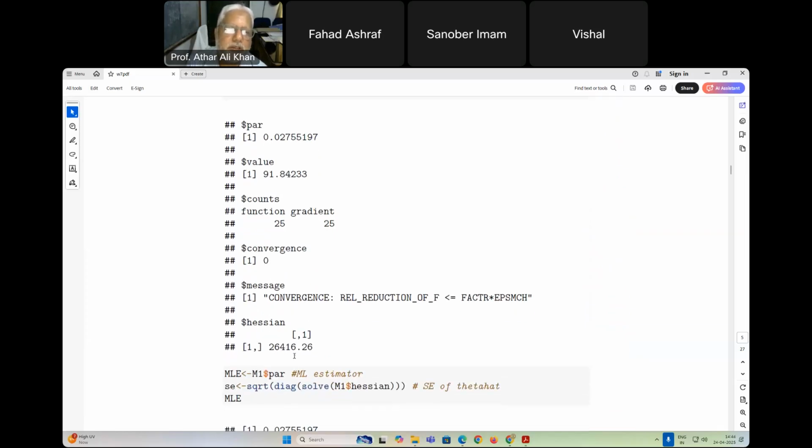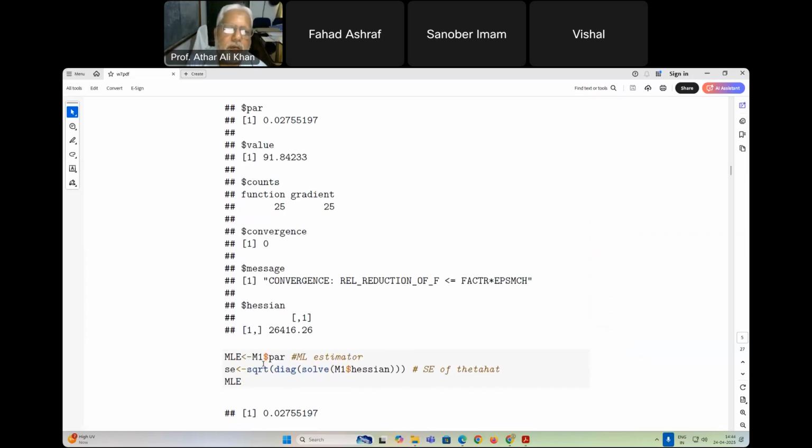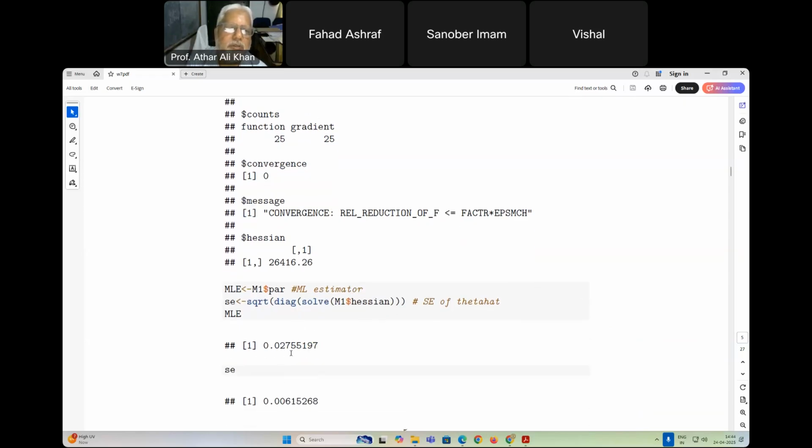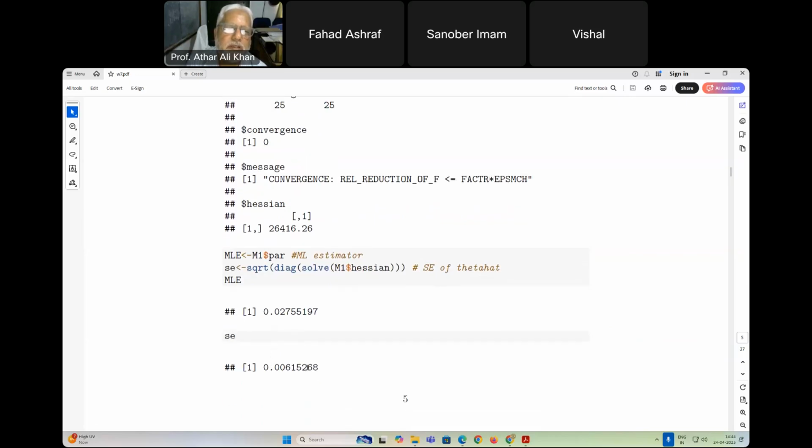Then the Hessian matrix. So MLE is equal to M1$par, the ML estimator, and the standard error is equal to sqrt(diag(solve(...))). This is the inverse of the Hessian matrix, the standard error for theta. This is the MLE, and this is the standard error of theta.